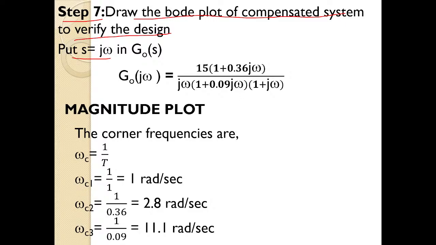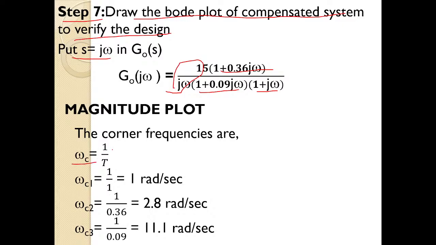So just see how many factors we have. We have an integral factor, one first order numerator factor, one first order denominator, one more first order denominator. Total 1, 2, 3, 4. Four factors are there. Okay, one integral and two first order denominator and one first order numerator factor. So for these first order numerator and denominator factors, we can determine the corner frequencies. Total 3 corner frequencies we will get.